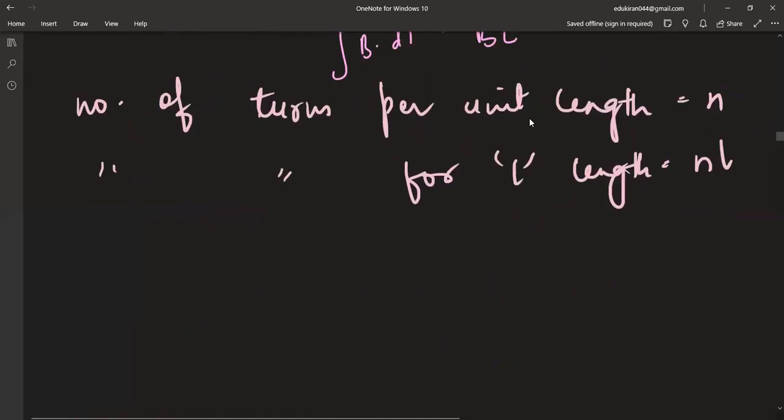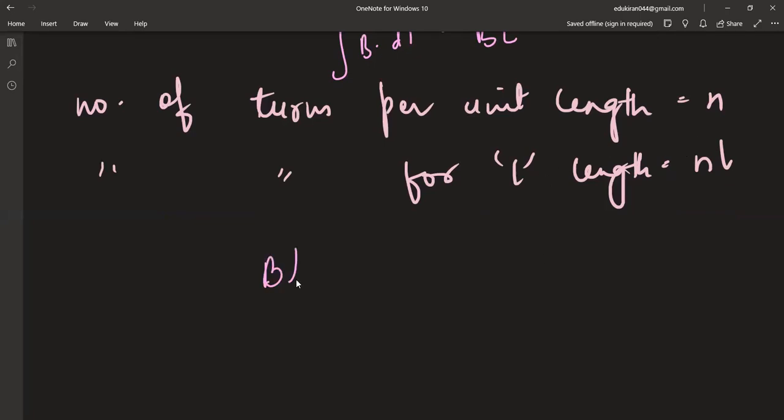Now see class, the number of turns per unit length is n. Please class, be careful whenever you are solving questions of solenoid. This is not just the number of turns. This is the number of turns per unit length. So for L length, you will multiply. If for unit length it is n, then for 1 meter it is n turns, so for L meters, nL.